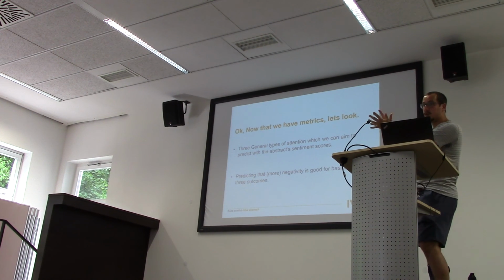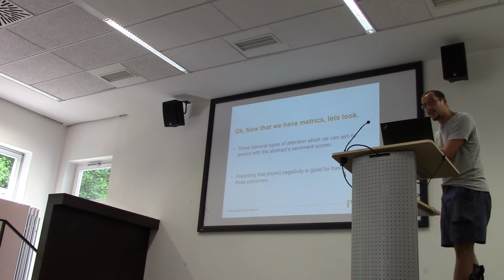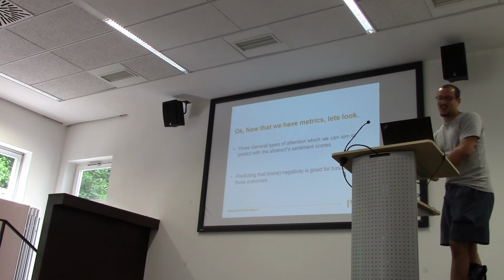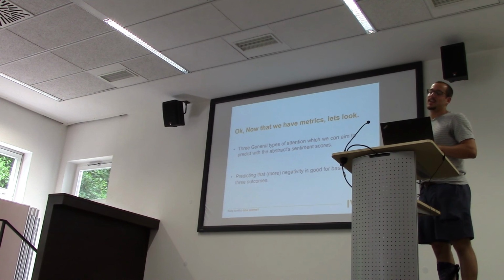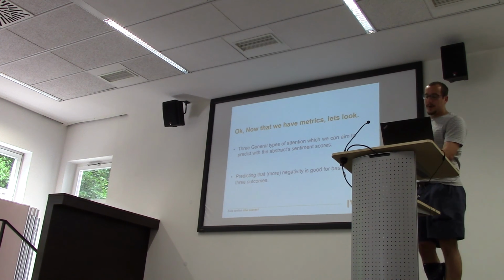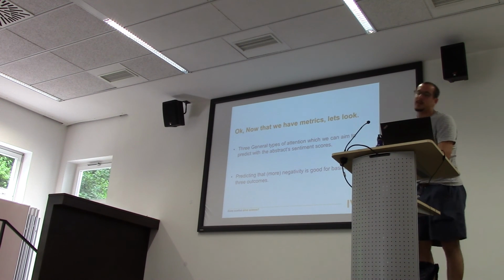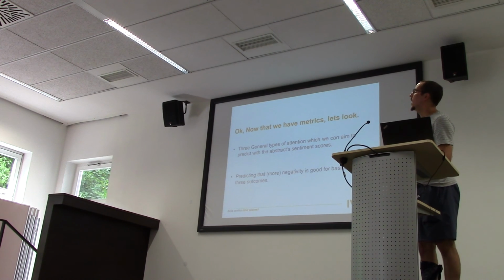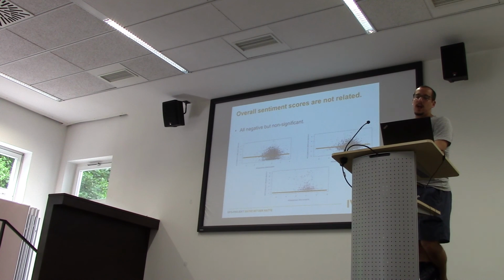Okay, so we have these 3 general types of attention. And now we want to predict these with the score of the abstract. So we want to predict the score on these factors given the negativity in the abstract. We would predict basically that negativity is good for all 3 outcomes, negativity being the indicator of conflict. It's not perfect, but for this moment, I think it is a good indicator.